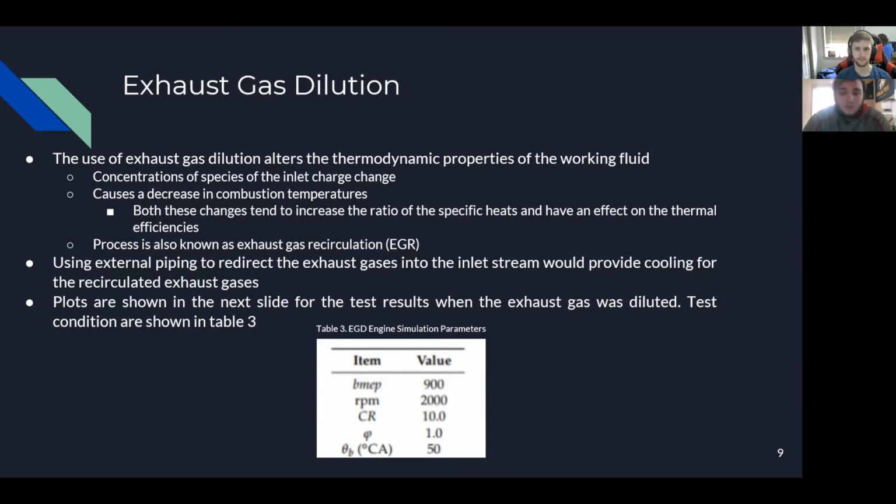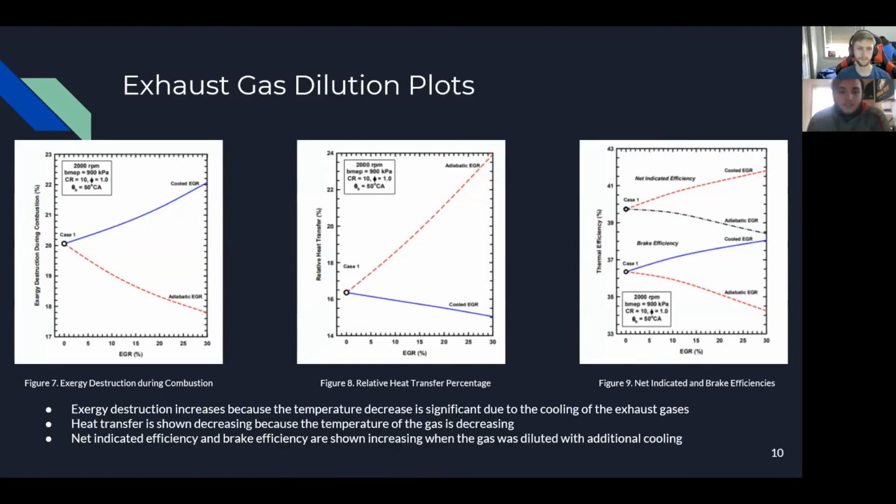The test results are shown on the next slide, and the test conditions that were used for a simulation. The parameters are just shown below in table 3. All the plots show the percentage of exhaust gas recirculation on the x-axis and their respective tested variables on the y-axis. Figure 7 is exergy destroyed on the y-axis, figure 8 is heat transfer percentage, and figure 9 is thermal efficiencies.